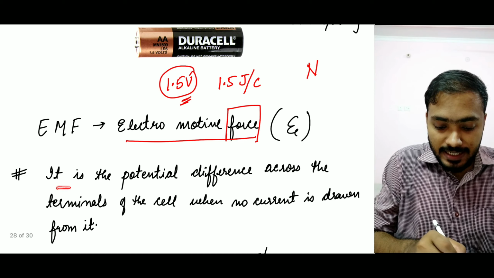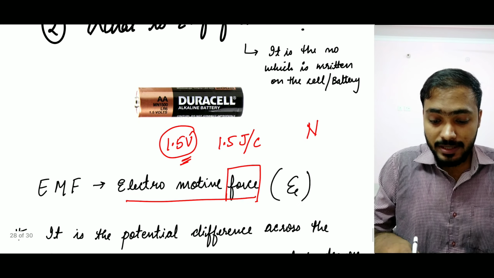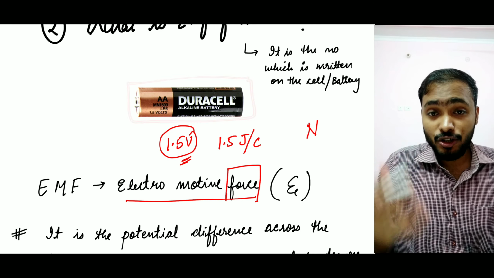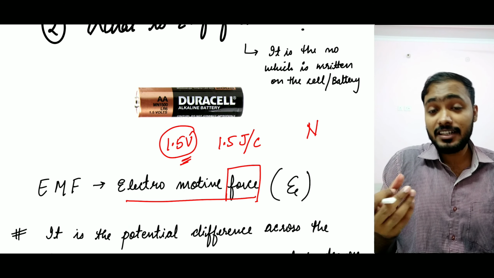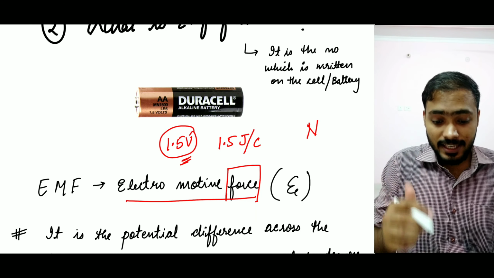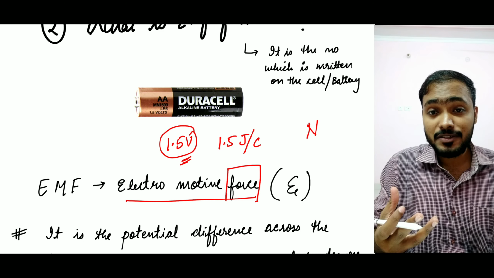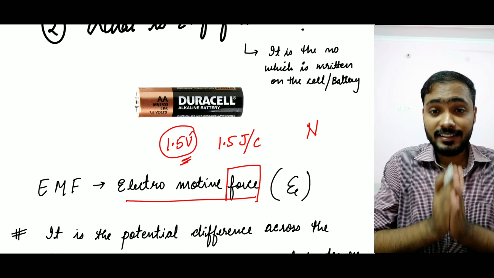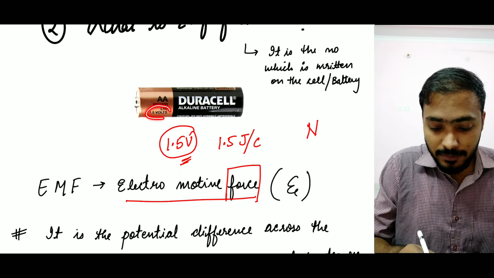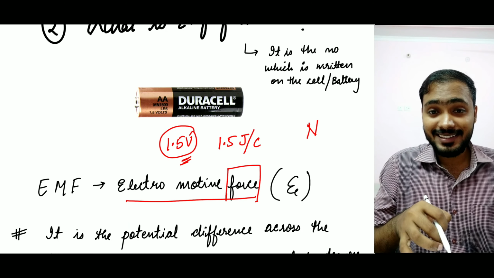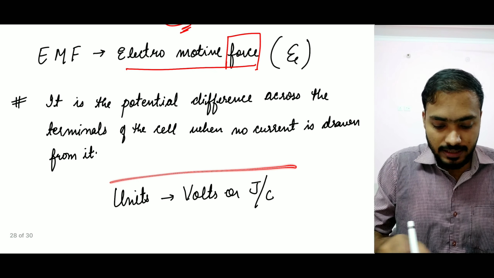So it is the potential difference across the terminals of the cell when no current is drawn from it. Yes. So basically, when you buy your cell, it is written 1.5 volt and you have not connected it with any kind of circuit, then the potential difference across this terminal is what is termed as the EMF of that cell. So when it is not connected with any circuit, the number which is written on the cell is what the EMF of a cell is, right? Okay, and obviously the unit is volt.